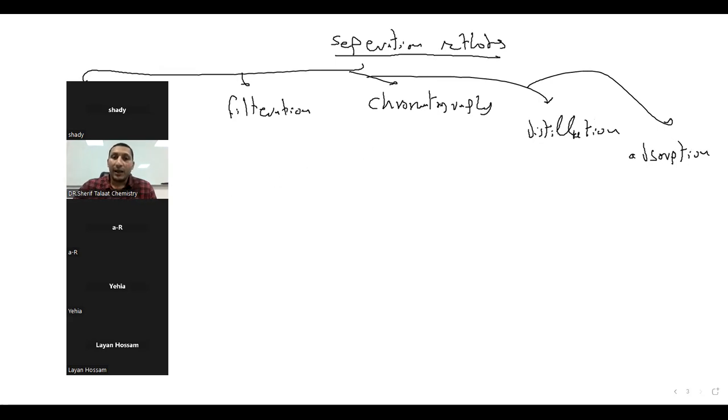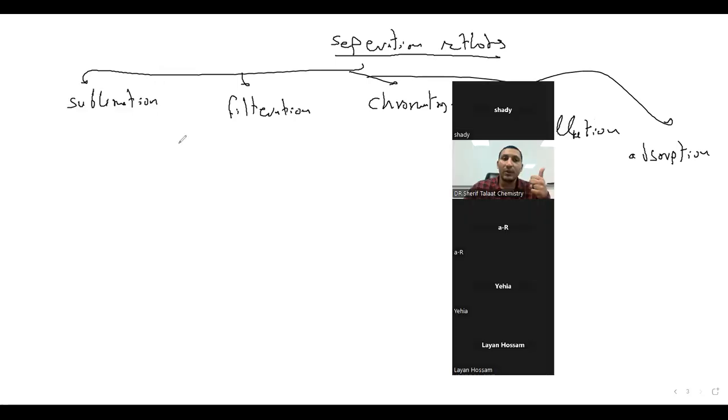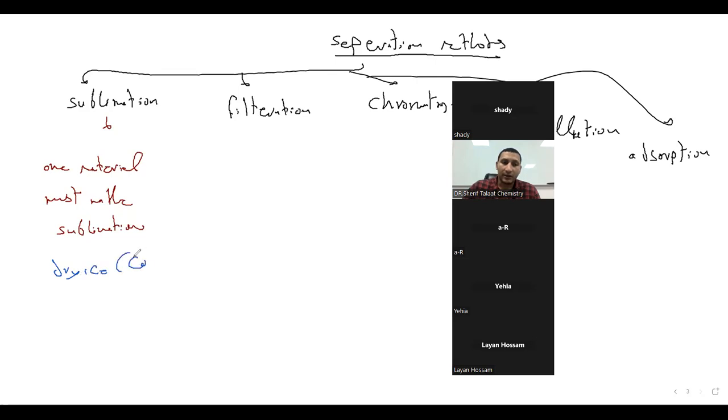Okay, sublimation depends on one material that must make sublimation. يعني exchange from solid to gas directly without passing through liquid. وده زي مين؟ Dry ice, carbon dioxide, ammonium chloride, and iodine sublimation. Okay.